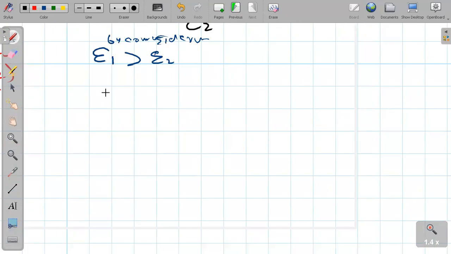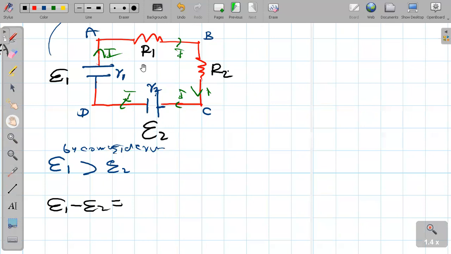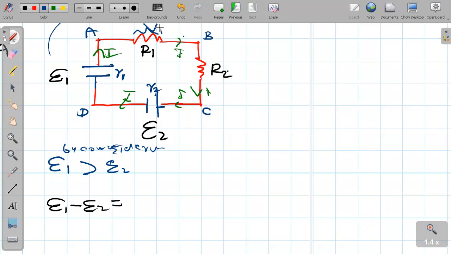What is it going to be now? E1 minus E2 equals, what is the other part? The sum of all the potential drops. Now have a good look at the first drop from A to B. This is a voltage drop of V1. There is a voltage drop of V2. There's another voltage drop of V3, and there is another V4. Understand?